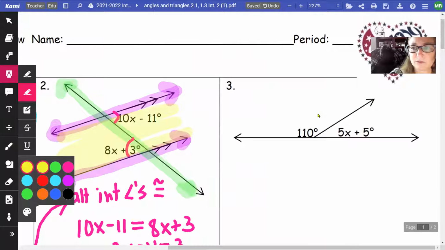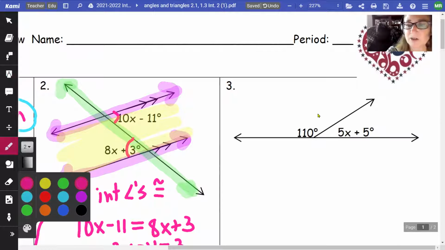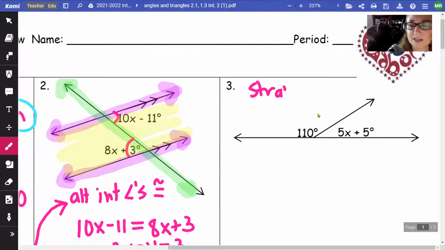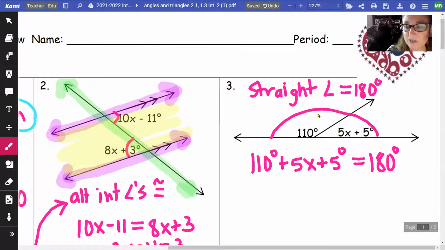On number 3, this one here is where we have what we call a straight angle. And that's when we get two angles that form a straight line, basically. And if I was to take these two angles, the sum of these is going to equal 180 degrees. Okay, we call that supplementary, but when they form a straight line, we call them a straight angle, and they add to 180. So I take 110 degrees, I add it with 5x plus 5 degrees, set equal to 180 degrees, and work it out.